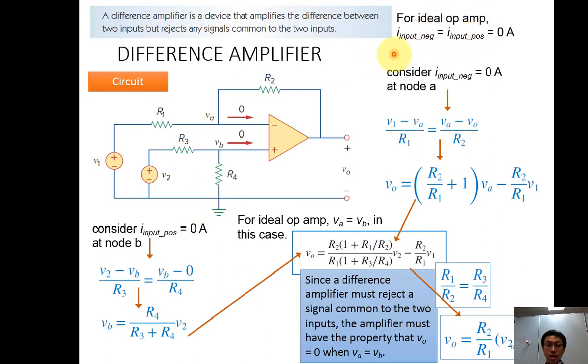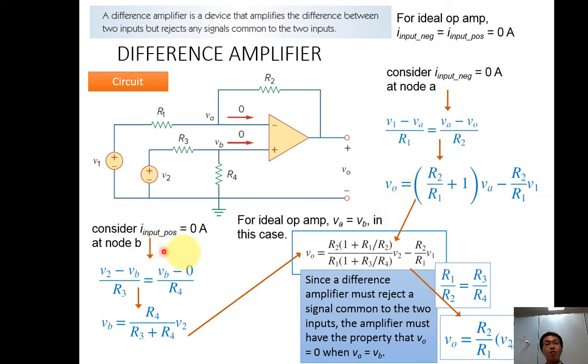For an ideal op-amp, I input negative is equal to I input positive, which is 0. So consider the I input negative as 0 ampere at the node A. My current flowing through here will be equal to the current flowing through here. So, higher voltage minus lower voltage: V1 minus VA divided by R1, equals VA minus Vout divided by R2. So this is the current flow. Then we found that Vout equals this.